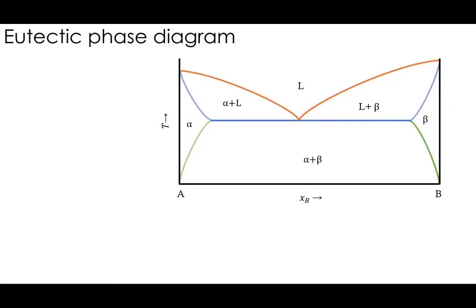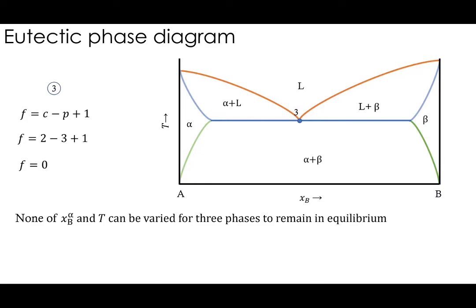Fine. Let us apply it here at point number 3, which is on the eutectic line, which means three phases are in equilibrium. Alpha, liquid and beta, all three are in equilibrium. Throughout this entire dark blue line, that is true. So when we apply Gibbs phase rule, F = 2 - 3 + 1, since P is 3 here, F turns out to be 0. What does it mean? None of the variables, neither composition nor temperature, can be varied for three phases to remain in equilibrium. If you change any one, the equilibrium is disturbed.